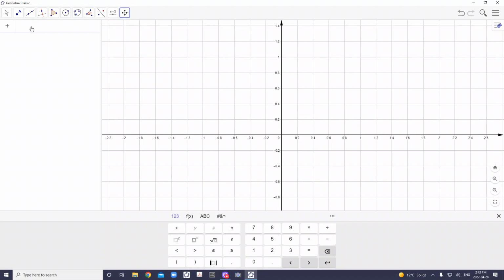But the other one, what was that? Do you remember? x sine y plus y cosine x equals 1.